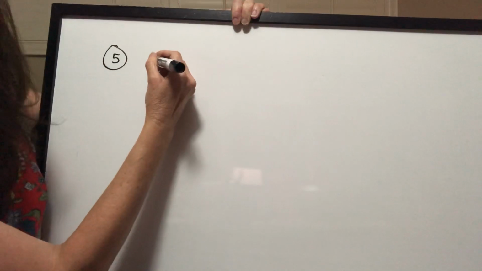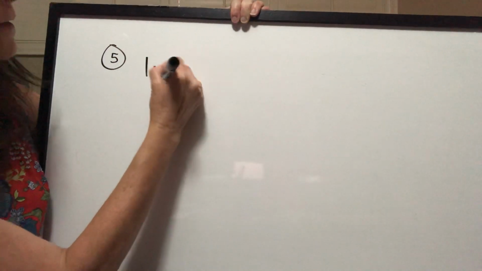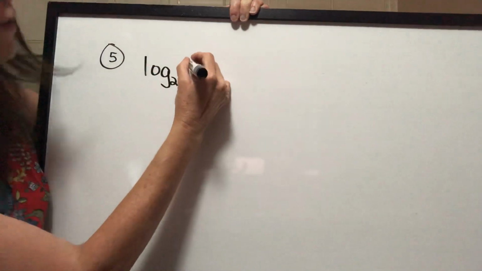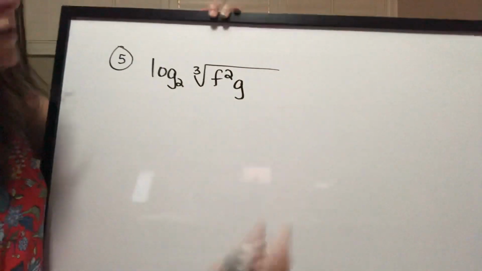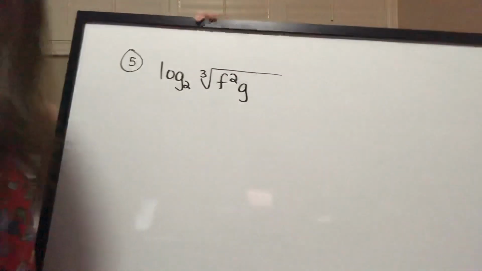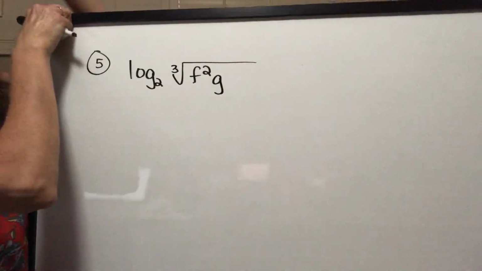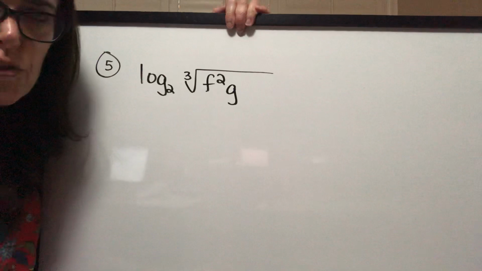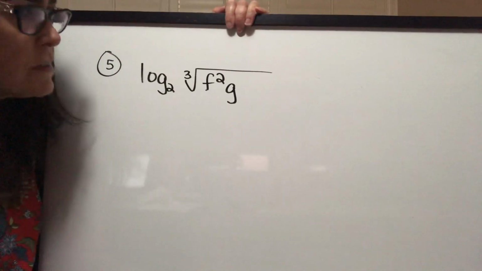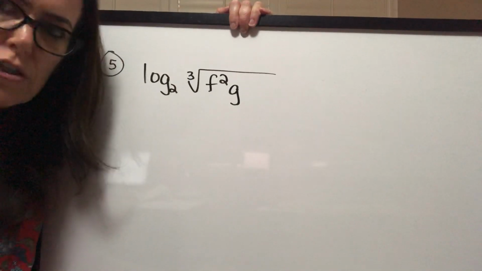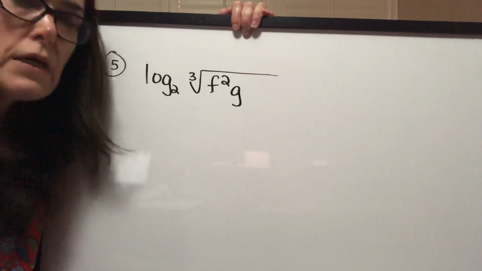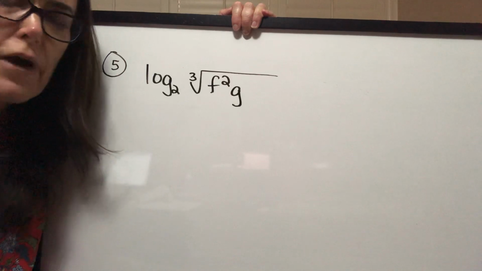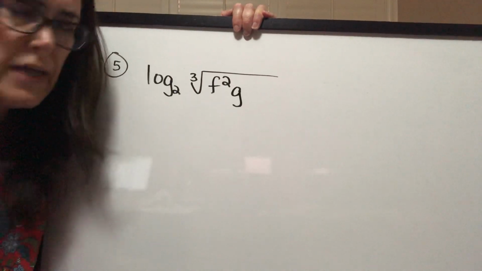Okay, so number 5, we have one more. We have a log base 2, and then there's a cube root of f squared and g. I mentioned this in your last video, all of the radicals can be changed to what are called rational exponents, which means exponents that are fractions. If you are in my Algebra 2 class, we did this just a couple weeks ago, but if you're in pre-calc, you haven't seen this in a while. I did mention it in the last video though.